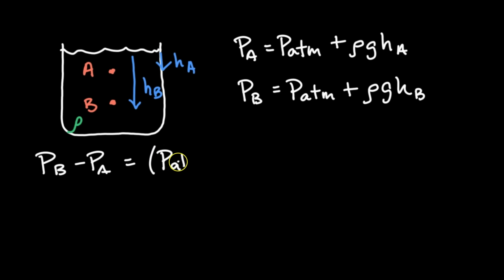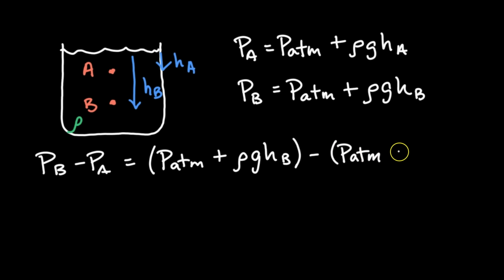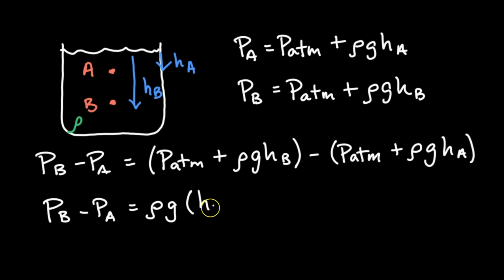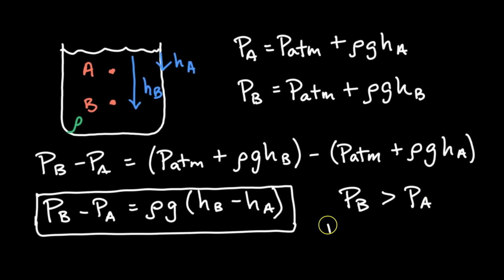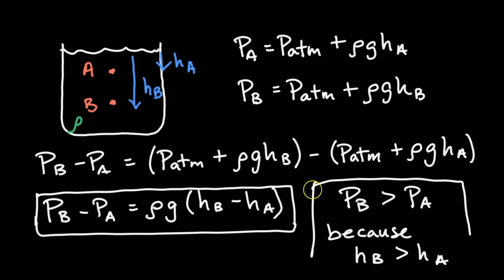So we get PB minus PA is equal to the atmospheric pressure plus rho g HB minus the atmospheric pressure plus rho g HA. You'll notice that the atmospheric pressures cancel out, and that gives us PB minus PA is equal to rho g times HB minus HA. Since HB is greater than HA, this means that HB is deeper into the water than HA, so it's going to have more pressure. There's more pressure at point B than point A because point B is deeper, and there's much more fluid above it pushing down.